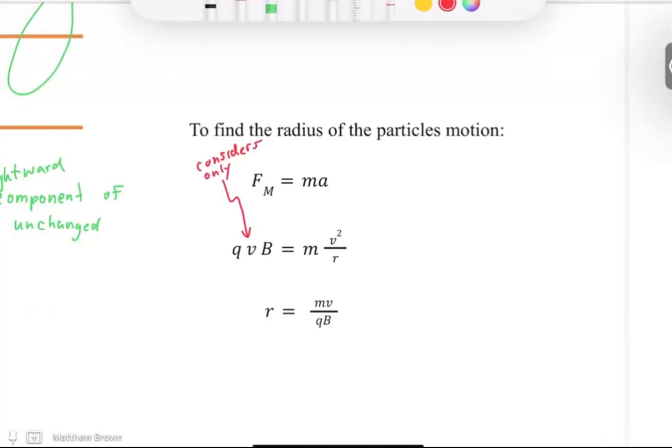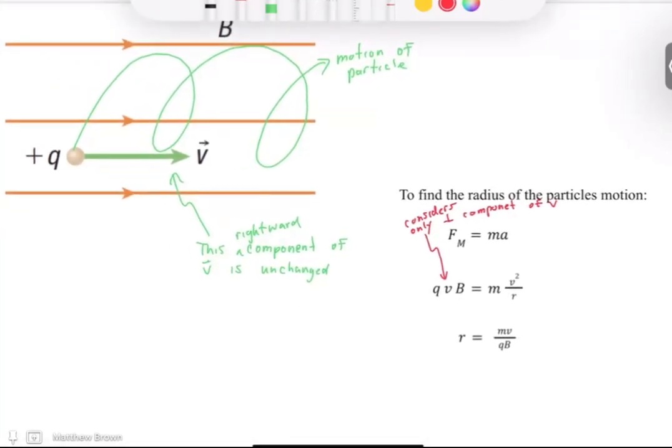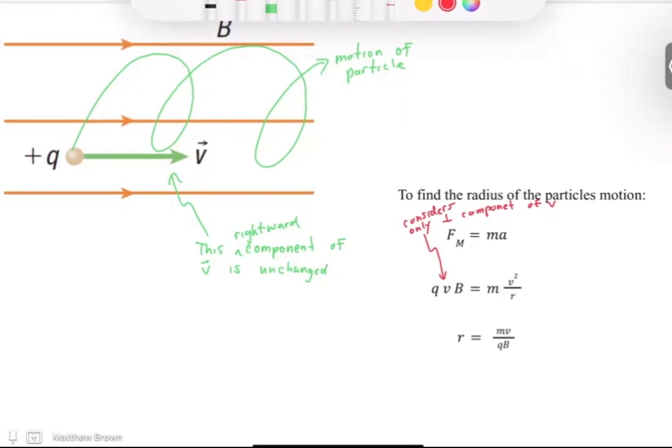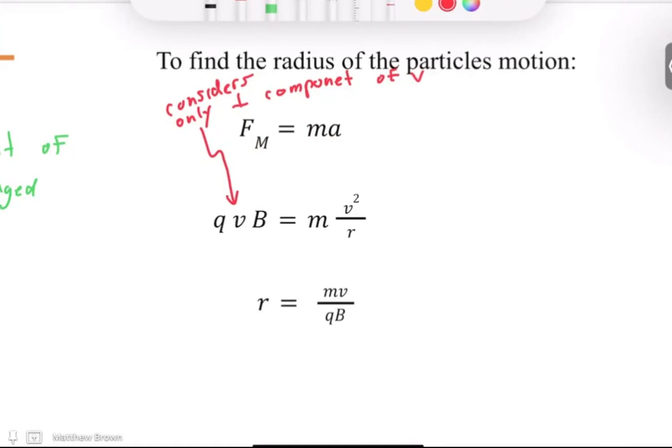Considers only the perpendicular component. Because remember, the actual equation yesterday was QVB sine theta, because we only wanted that. So here I'm assuming it's all perpendicular, or if it's something like this example here, I'll figure out what the perpendicular component of the velocity is and use that. So QVB, that's the magnetic force.